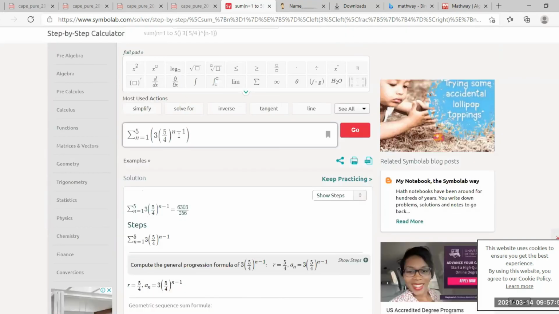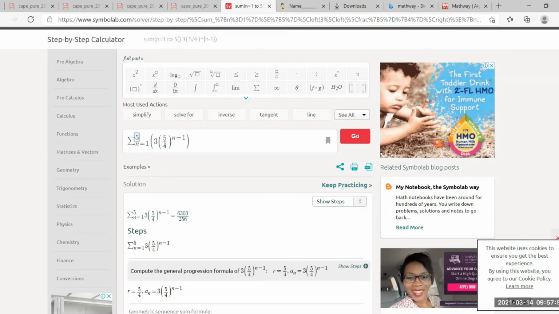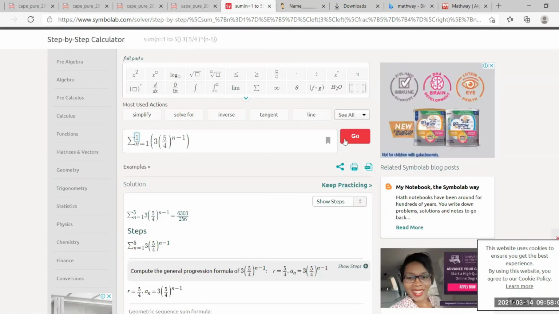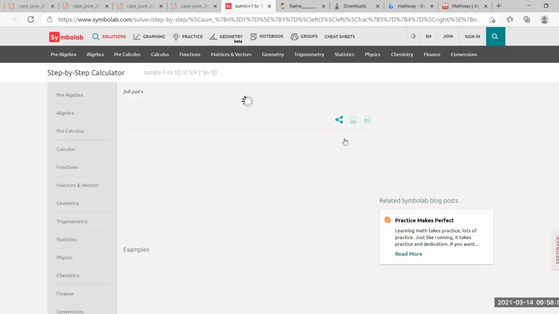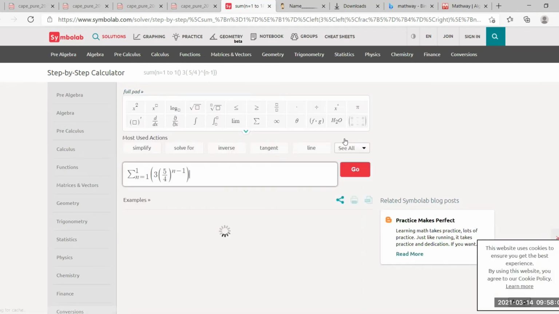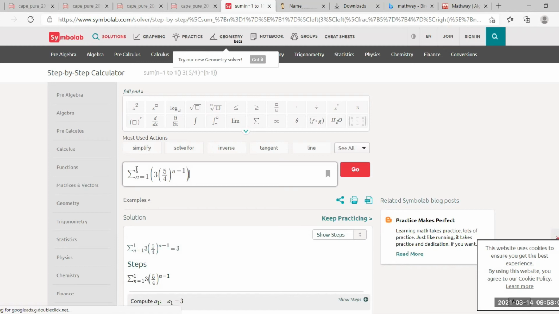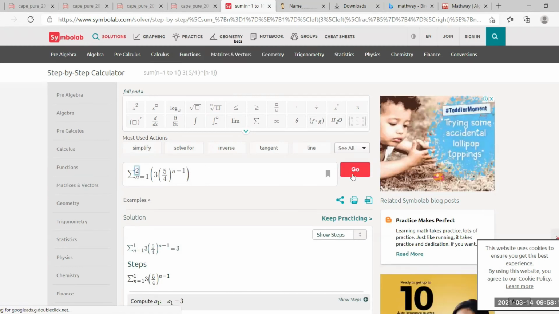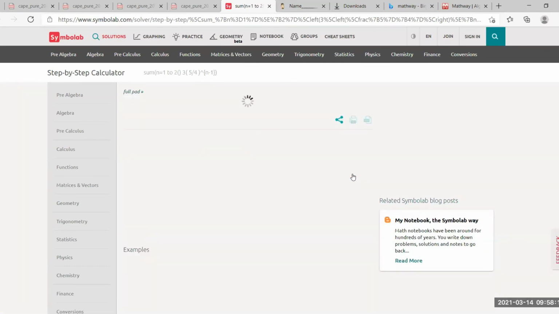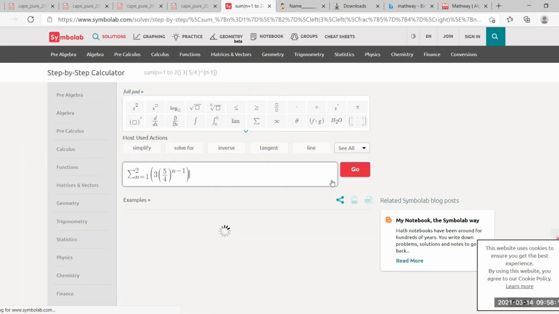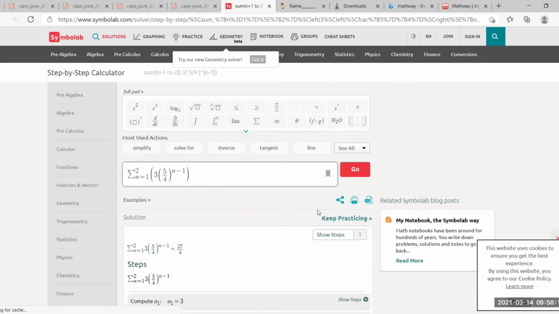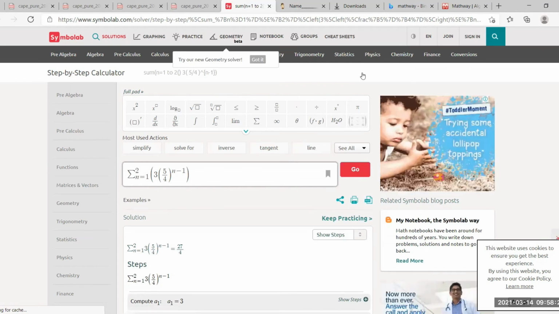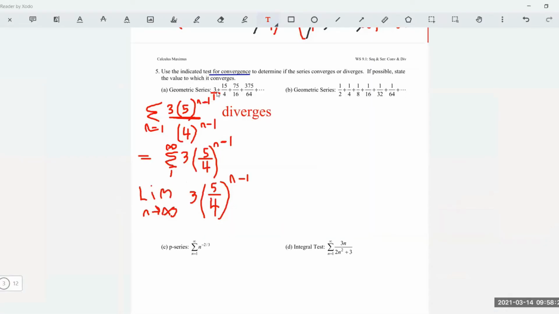I wanted to just show you that if you plug in from 1 to 1, you get back your first term. Just for verification, you get back your first term, which was 3. Plug in the sum from 1 to 2, you get the 3 plus the second term, which was 15 over 4, and you get 27 over 4, and look at this. The first term was 3.